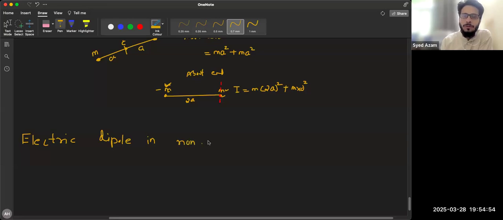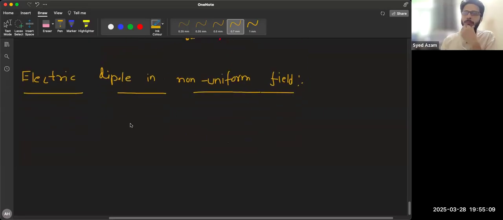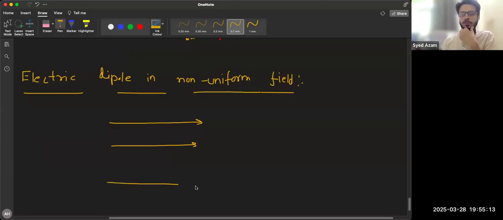electric dipole in non-uniform field. If I place this dipole in a non-uniform field. So what does non-uniform field mean? The field is not uniform at all points. So the magnitude or the direction or both can change. So let's call this a non-uniform field. This is the electric field E1 here. This is E2 here.